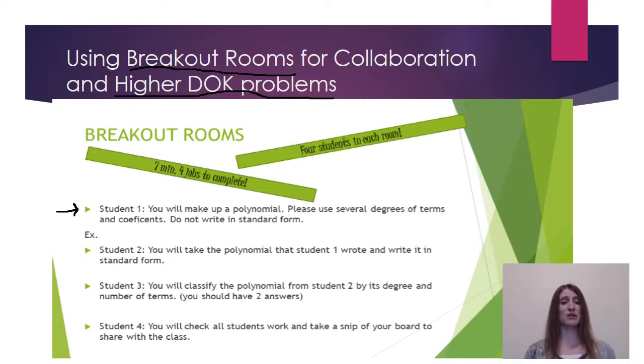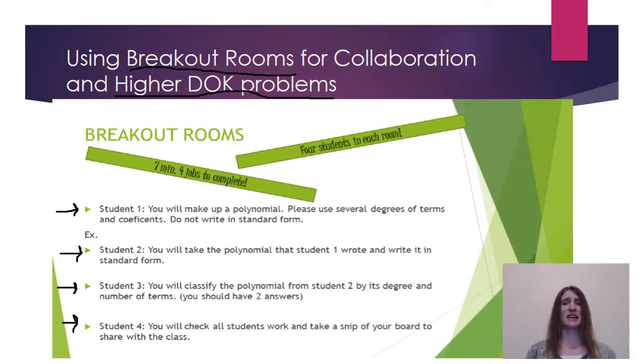In this example, the first student was to make up a polynomial, and I gave him some specific directions there. The second student had to take that polynomial from student 1 and write it in standard form. So now they're having to reorganize, and they're having to make their brain remember what standard form is and how we write those things. Then student 3 used some definitions that we've been learning, and they wrote the degree, and they named it by its number of terms. And then student 4 was to check. So every single student in that breakout room was engaged in some form.